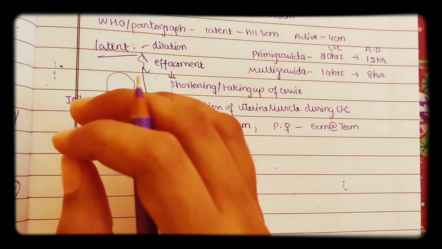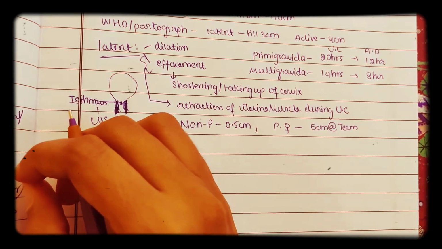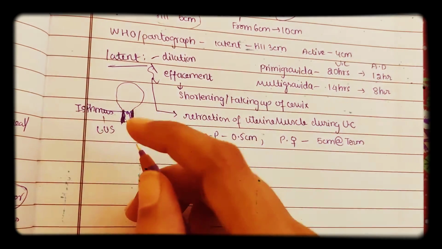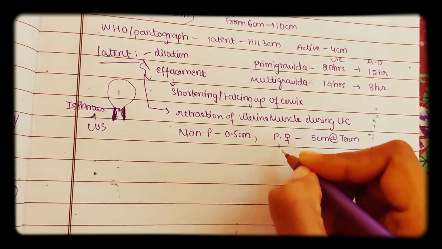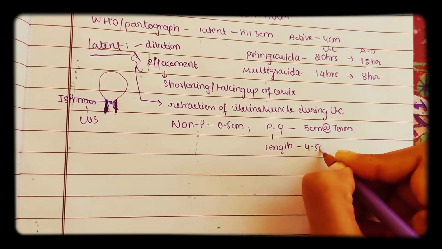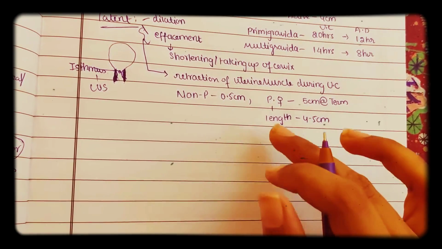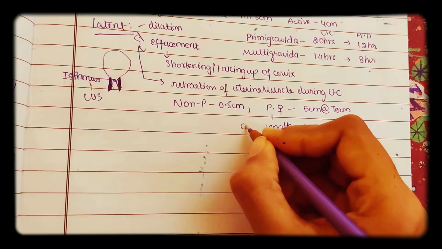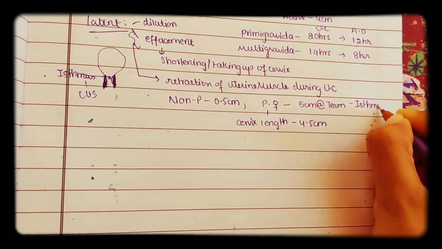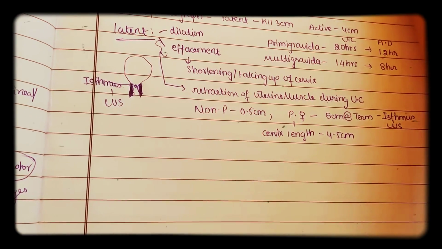Okay, so now let us discuss: in a pregnant female, the length of the cervix is between 4 to 5 centimeters. As we discussed, active 4, latent till 3, but normally in a pregnant female the length of cervix is 4 to 5 centimeters. So these are the values which you need to remember. The isthmus is 5 centimeters at term, and here you need to write cervix, here you need to write isthmus, or you can also write lower uterine segment. So cervix length is 4 to 5 centimeters in a pregnant female.